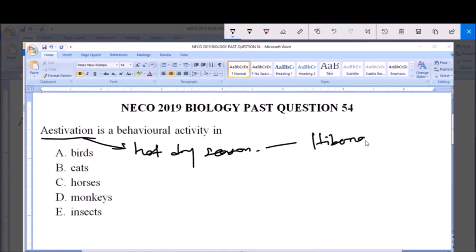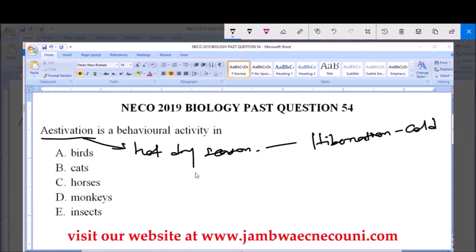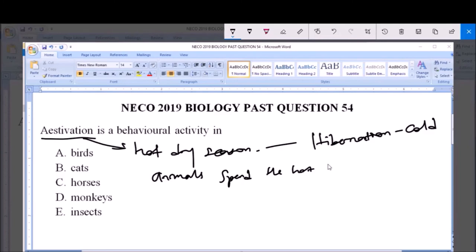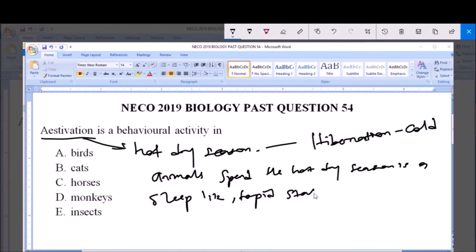Estivation is the opposite of hibernation. Hibernation is done during the cold season. But for estivation, the animals or organisms spend the hot dry season in a sleep-like or torpid state. They become inactive during this hot dry season. That is estivation. It is the opposite of hibernation.